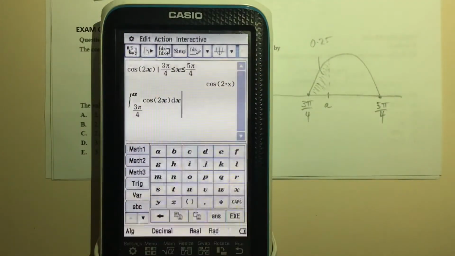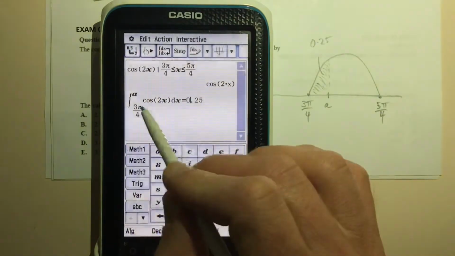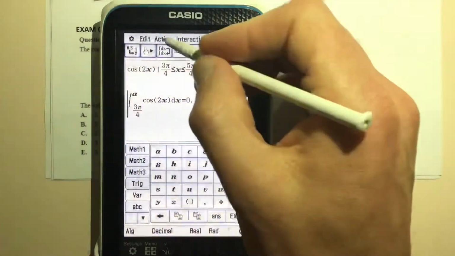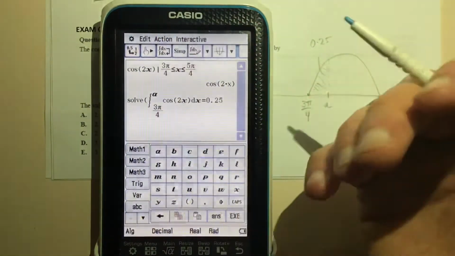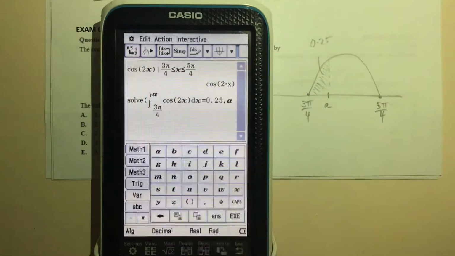What you're hopefully noticing is that this is one of those questions, like we did lots of in integration, where the terminal is the unknown number, and you know what the area equals. You're trying to work backwards and find the terminal. So we know all this is equal to 0.25, and our job is to solve for a. Let's go back to the start and go Action, Advanced, Solve. Because we're solving for a, we need to put comma a at the end, because we're not solving for x.